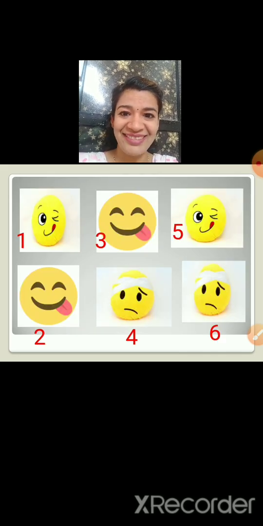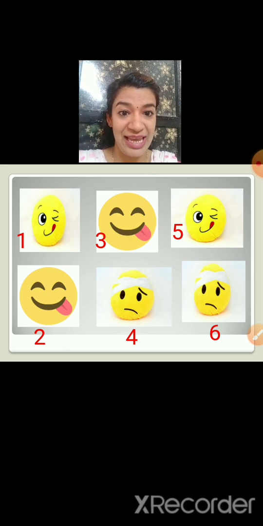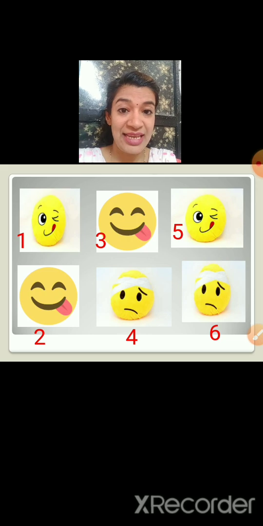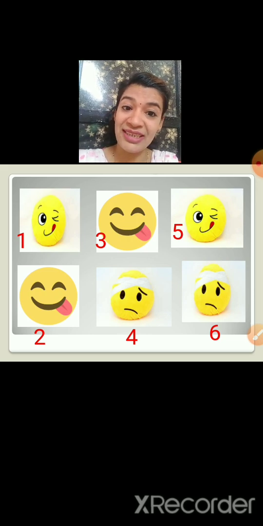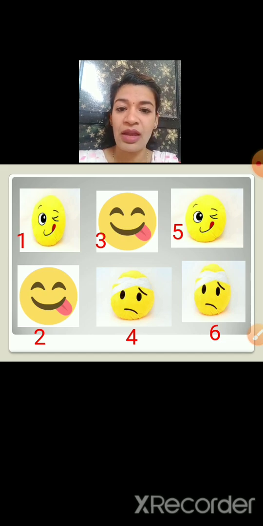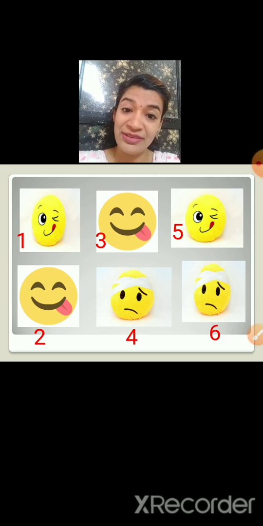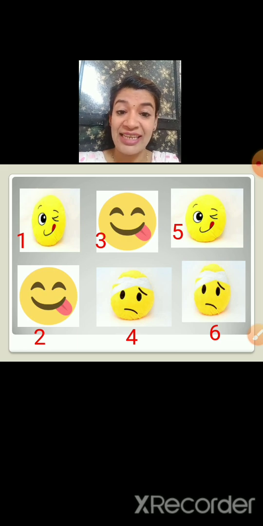Now again, see number 1. Where is number 1 again? The same face is repeating in number 5. So number 1 is the same as number 5. Now another one. Number 2 is the same as number 3. Another one. Number 4 is the same as number 6.